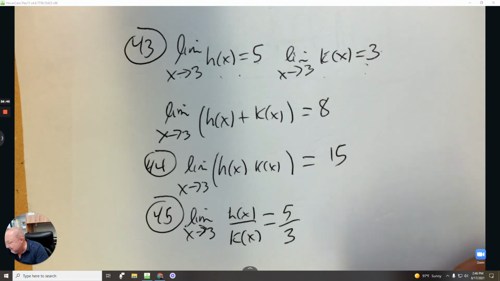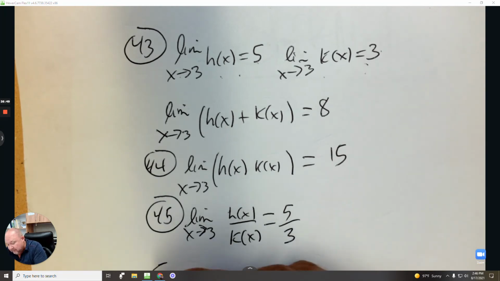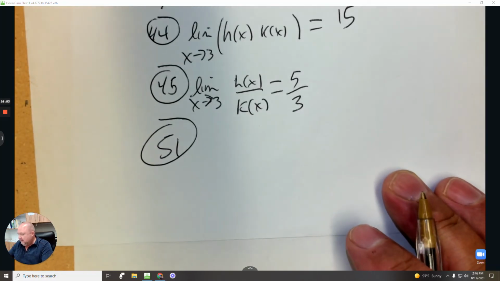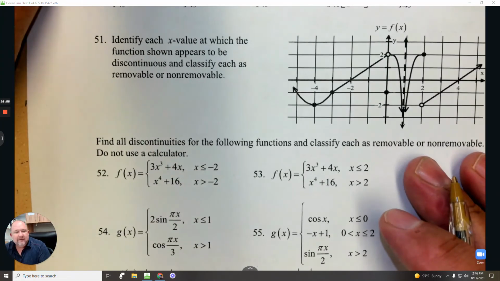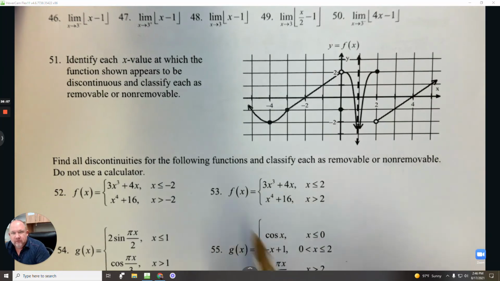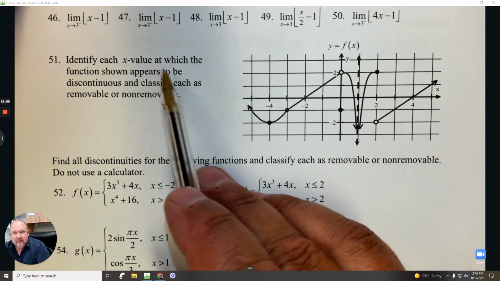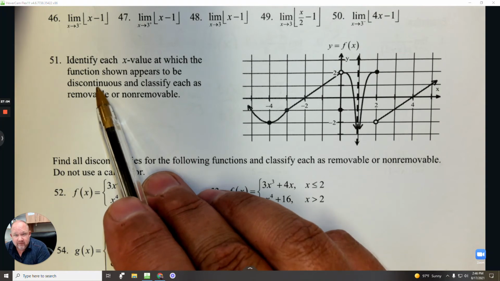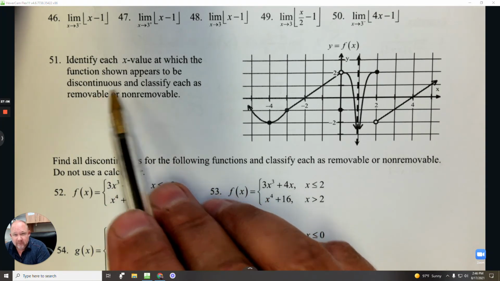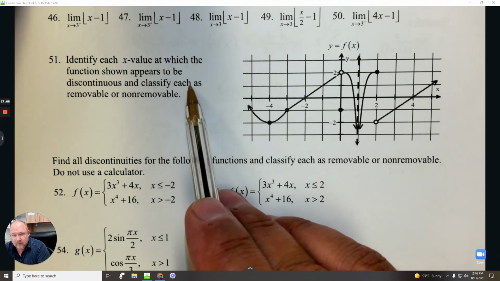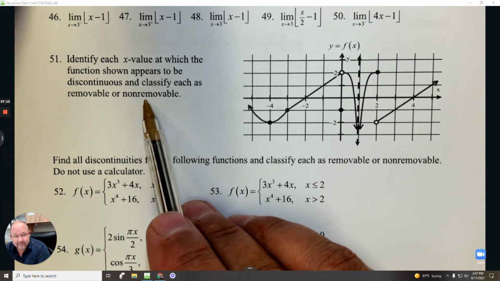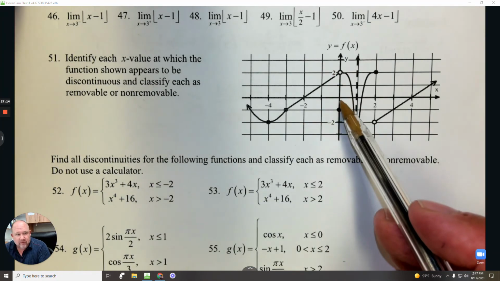All right, I already did. Did I? I did 46 to 50. So now we're on 51, whatever order I'm going in. So in 51, it says identify the x values where there's a discontinuity, and classify it as removable or non-removable, which means does the limit exist or does it not exist? So the first discontinuity is at 0.